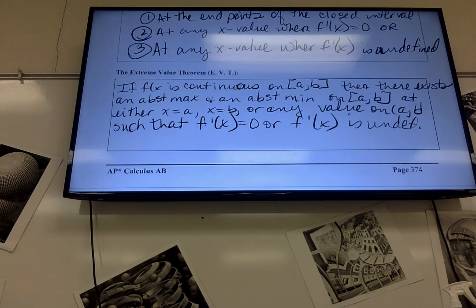Now, you won't have to give me theorems. You'll just have to be able to apply these theorems. So the extreme value theorem, main thing, it's got to be continuous. And it's got to be on a closed interval. So you just got to make sure those two things happen. If it does, that means we have an absolute max or min somewhere.